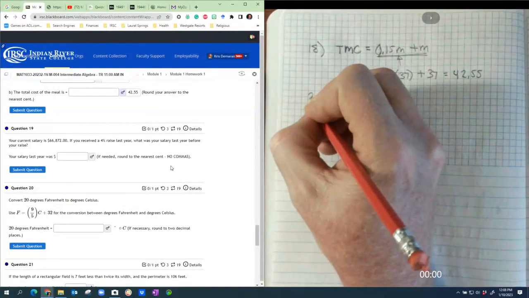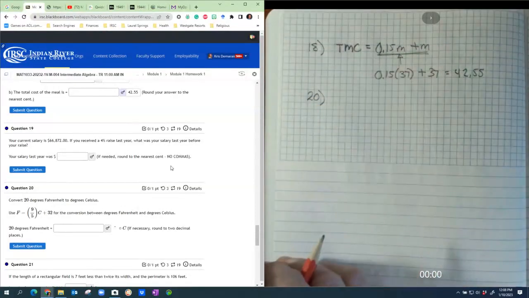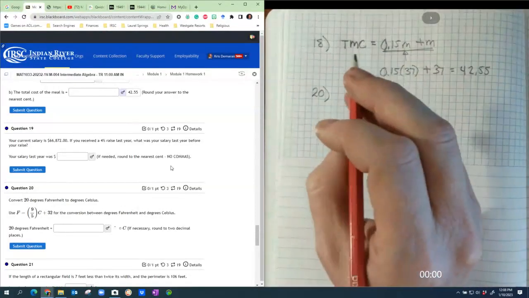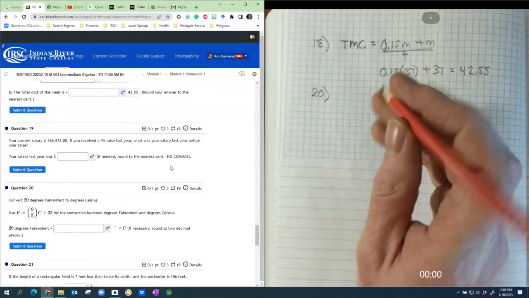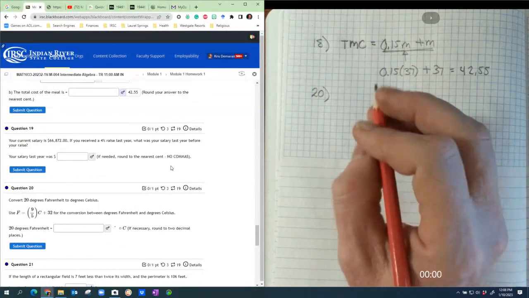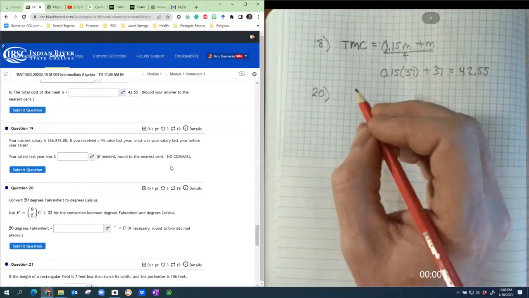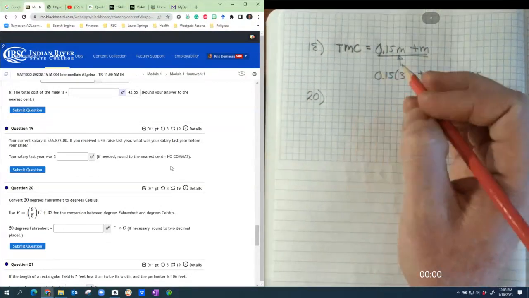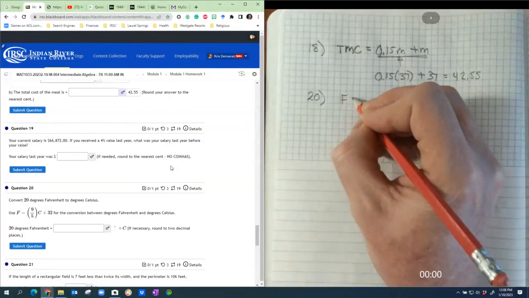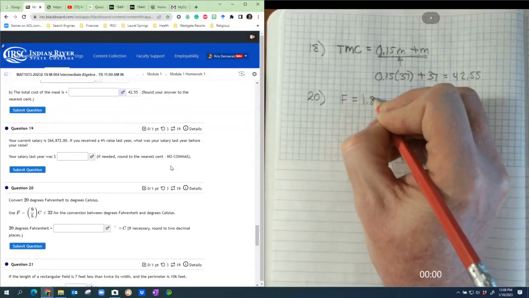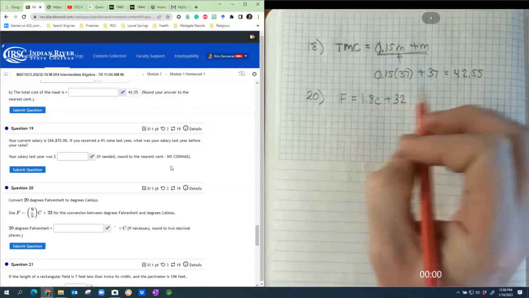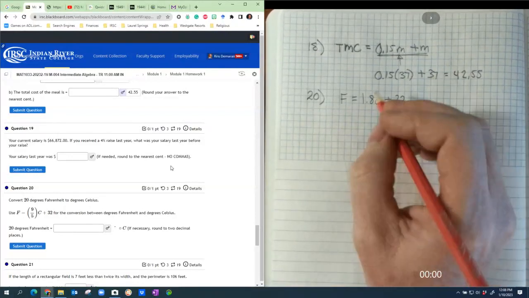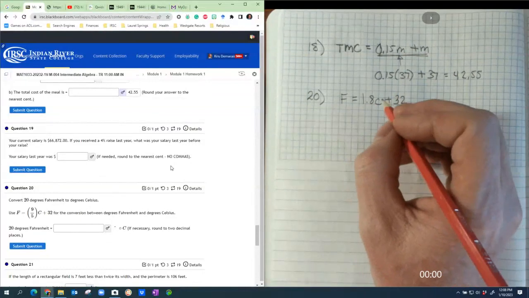Okay, no problems. All right, so now 20. It says convert 20 degrees Fahrenheit to degrees Celsius. What I'm going to do for you is give you an easier approach without fractions to things dealing with temperature. So Fahrenheit is equal to 1.8 Celsius plus 32. This one's a little easier than dealing with the fact that you have 9/5.